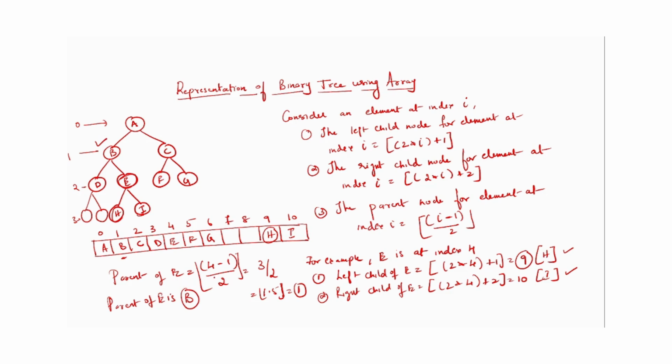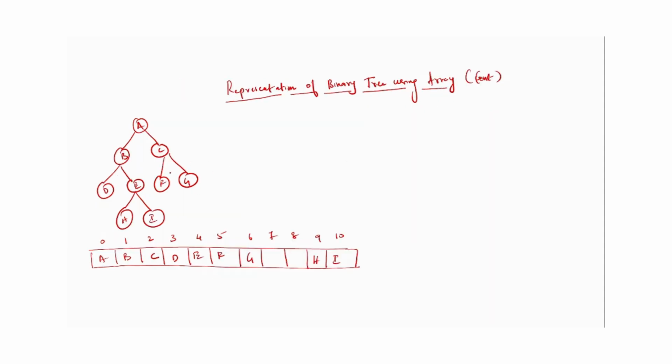Right, now let us look at another example. I have drawn the same thing here as well. Now let us look at B and see what the left child of B would be. First let us check what is the index of B. The index of B is nothing but 1 here.